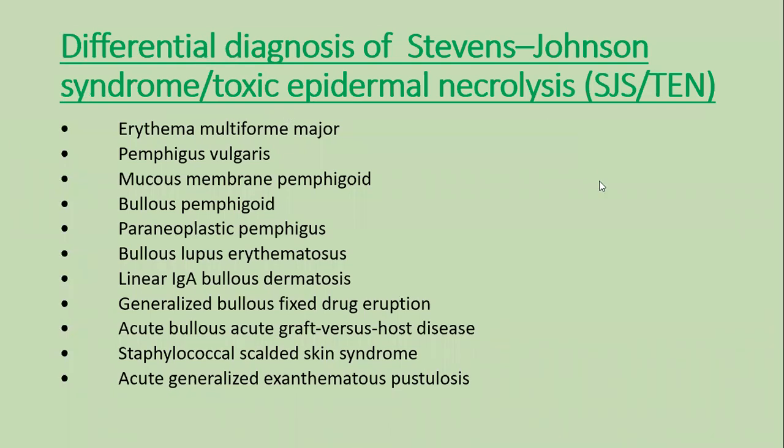This is a long list of differential diagnoses of Stevens-Johnson and TEN: EM major, pemphigus vulgaris or paraneoplastic pemphigus, mucous membrane pemphigoid, bullous pemphigoid, bullous LE, linear IgA, bullous fixed drug eruption, acute bullous graft versus host disease, staphylococcal scalded skin syndrome, acute generalized exanthematous pustulosis.